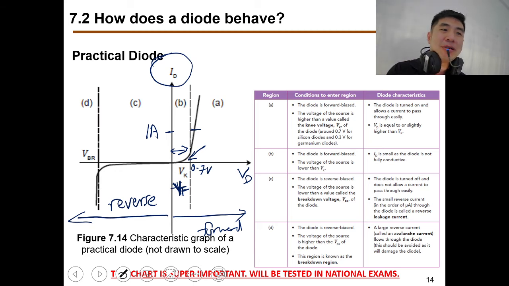Then for the reverse bias, this diode is working in the reverse bias. So there are two regions, C and D. C and D are in reverse bias. Can you see?